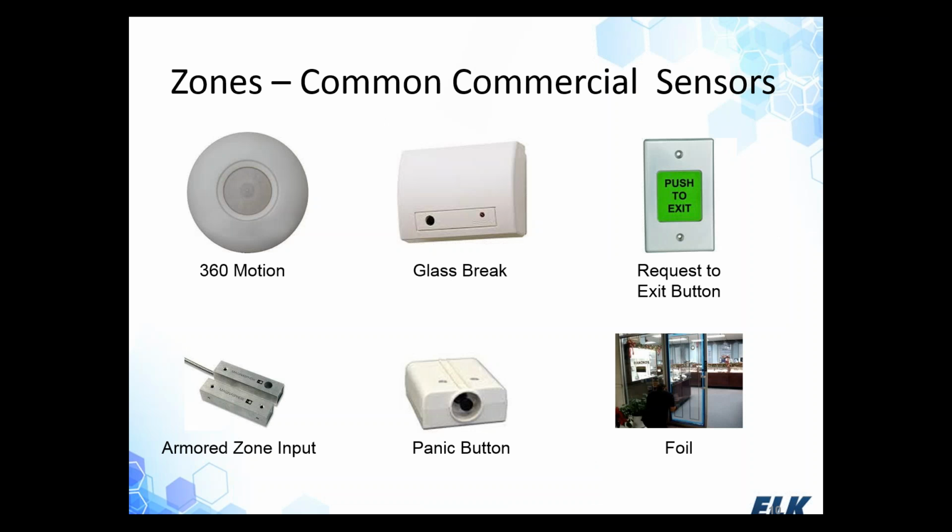Now some common commercial sensors that you can incorporate into the M1, obviously we probably want motion and glass break, maybe even a request to exit button at the reception desk, or a panic button there if there's an emergency situation. You can also use the standard security zones, inputs, your window door sensors, and even foil on windows and so forth.